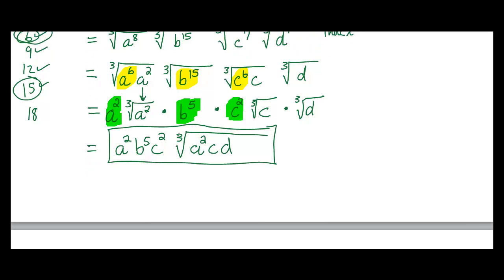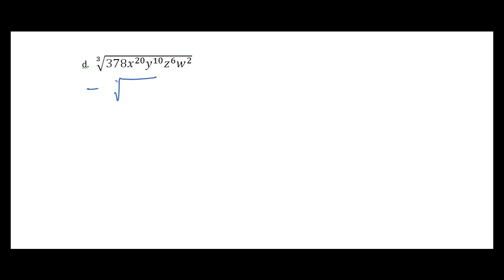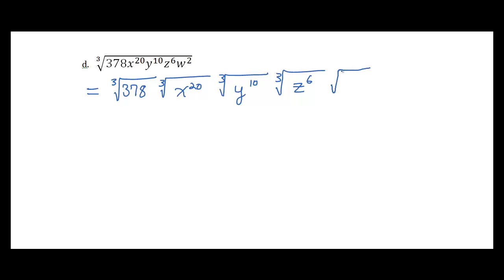All right. I'm going to look at one more example of this. We have the cube root of 378, x to the 20th, y to the 10th, z to the 6th, w squared. All right, we're going to do the exact same thing here. I'm going to separate these. It's the cube root of 378, times the cube root of x to the 20th, times the cube root of y to the 10th, times the cube root of z to the 6th, times the cube root of w squared.